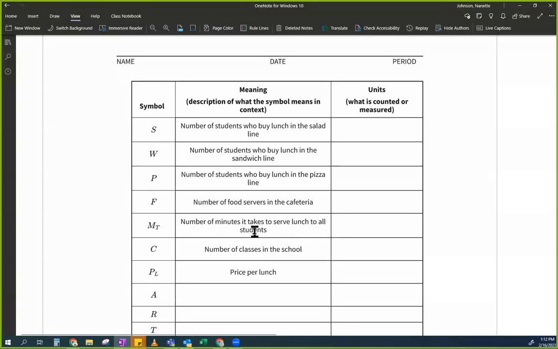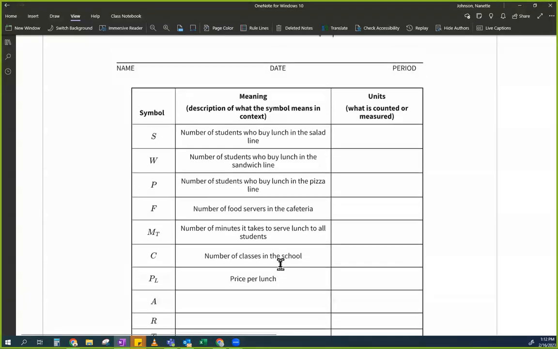Number of minutes it takes to serve lunch to all the students. C stands for the number of classes in school. P sub L means price per lunch. Everybody okay with this? Okay, so what are we doing here?